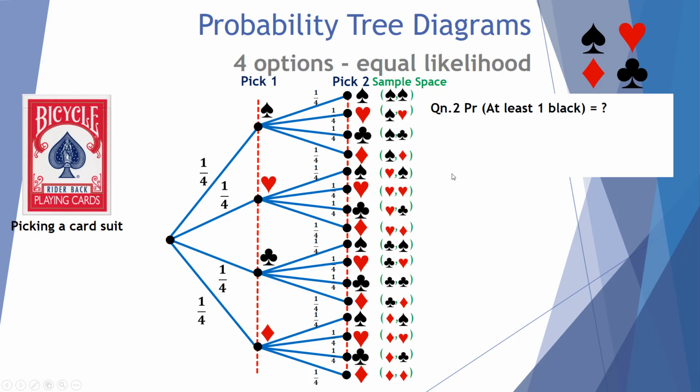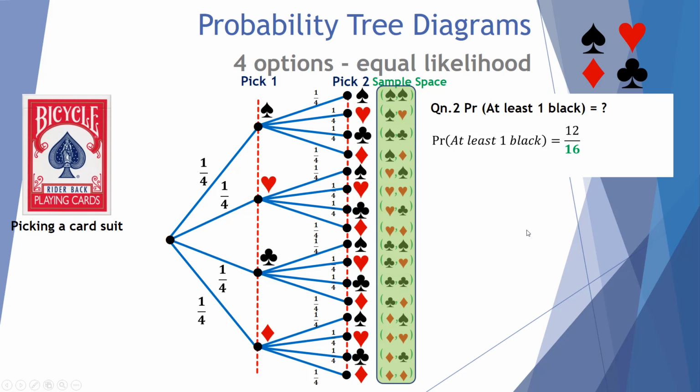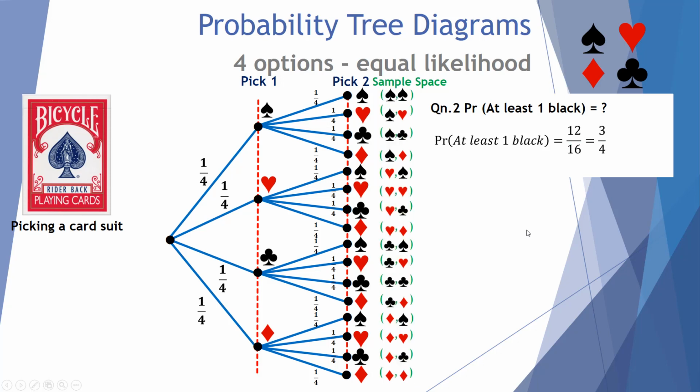Question 2, what's the probability of selecting at least one black card when I select 2 in a row? So the probability of at least one black is the number of at least one black pair divided by the total outcomes. So we've got a whopping 12 combinations here that have at least one black card in them. Okay, so 12 out of 16. That gives me the probability of selecting at least one black card when I pick 2 successive cards is 3 quarters or 3 on 4.